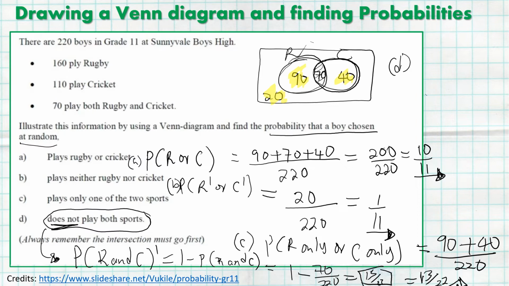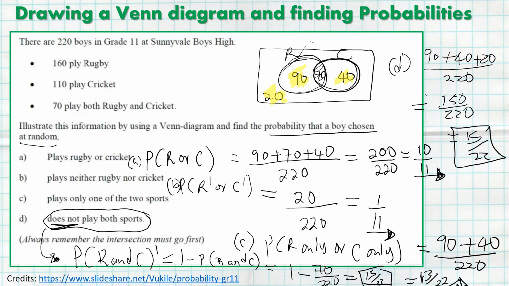So it's going to be the same as 90 plus 40 plus 20 divided by 220, because this is probability, right? So 90 plus 40 plus 20 is going to give you 150 out of 220, which will give you the same as 15 out of 22, as we calculated down there, right?